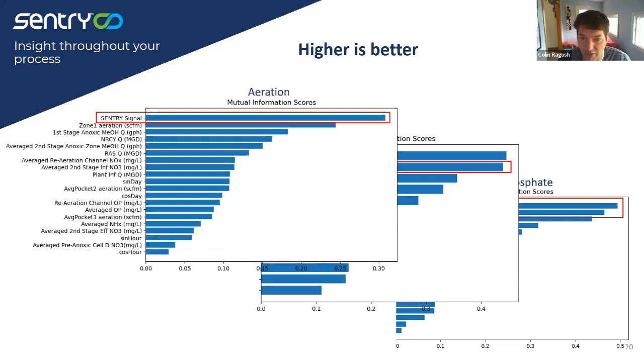Final is aeration. More specifically, this is looking at dissolved oxygen in the last stage. And we find that Sentry signal is the most important, even interestingly, more important than some of the aeration in the different stages of this process. So this really tells us that these biological signals are very strong and very meaningful for understanding what's going on throughout a complex process such as Barnfo 5.